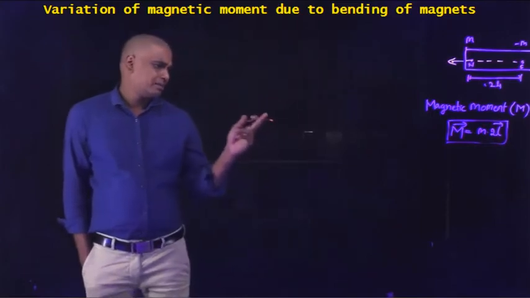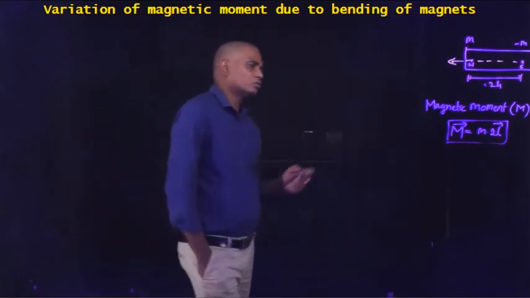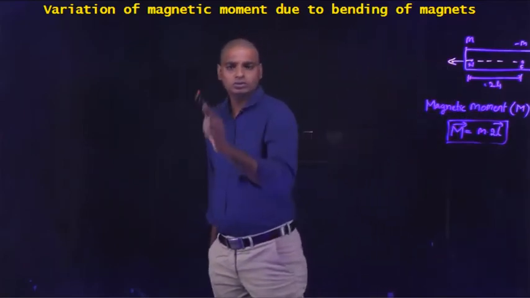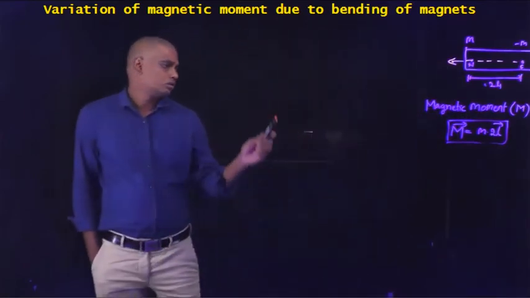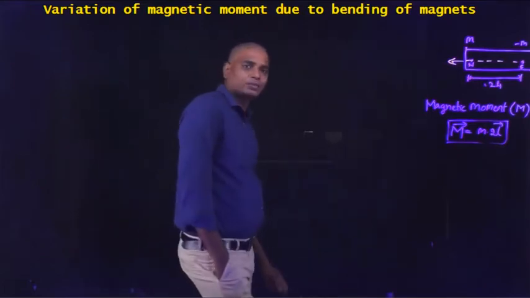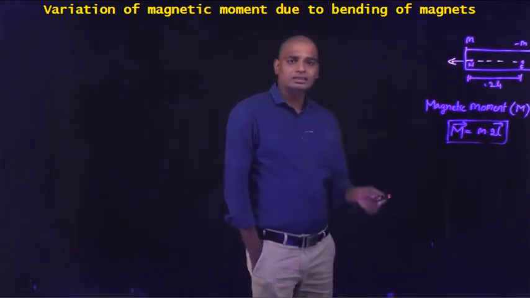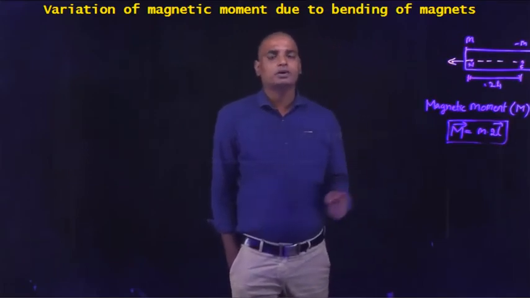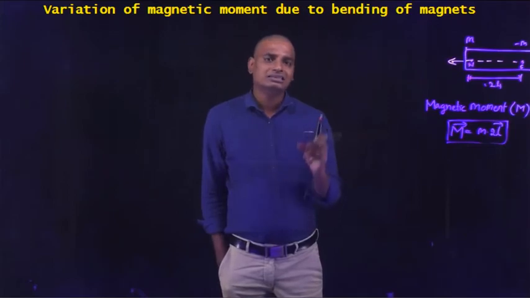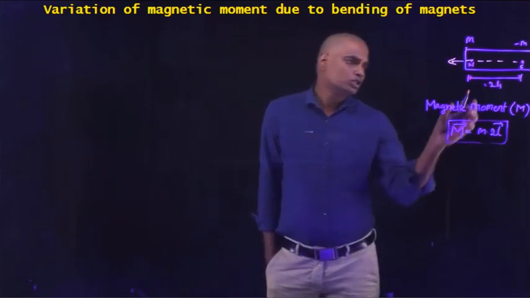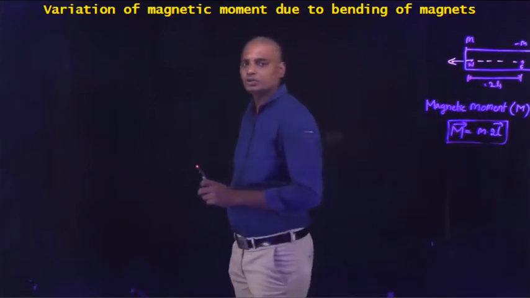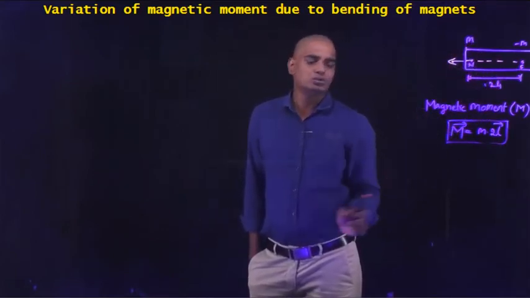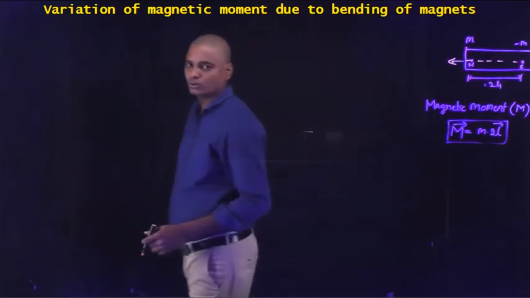As it is a vector quantity, it is represented with a direction, whose direction is from south pole to north pole. So the definition of the magnetic dipole moment is the product of the strength of any pole into the shortest distance between the two poles. So m is the pole strength and the distance between the two poles is 2L. So m bar is equal to m into 2L.